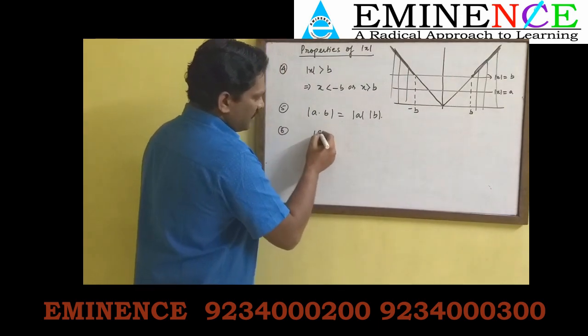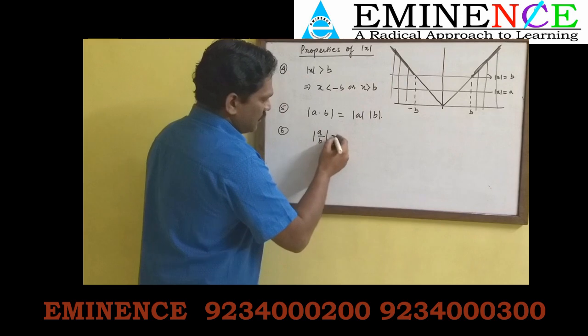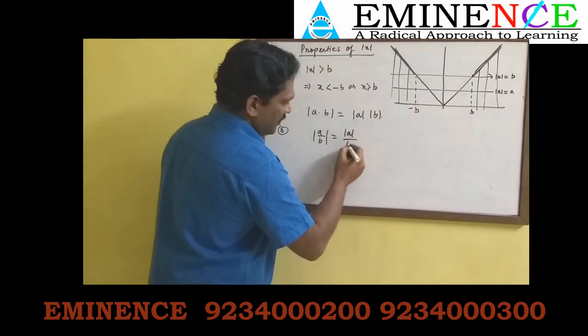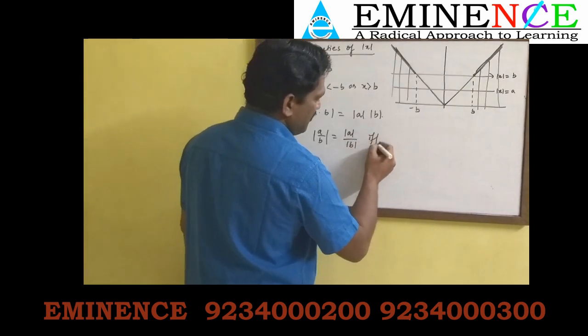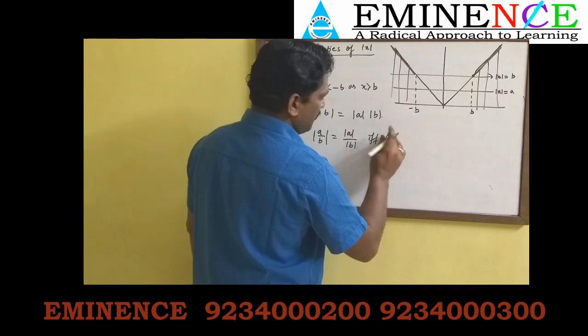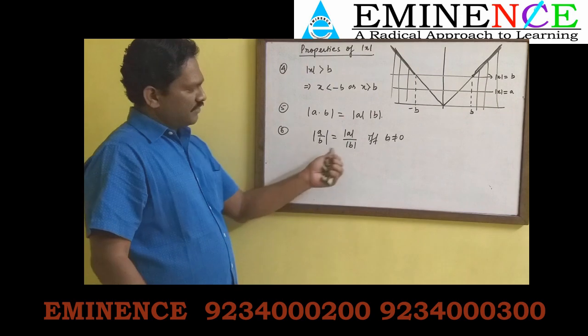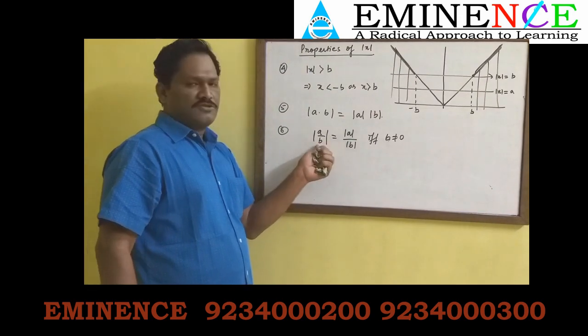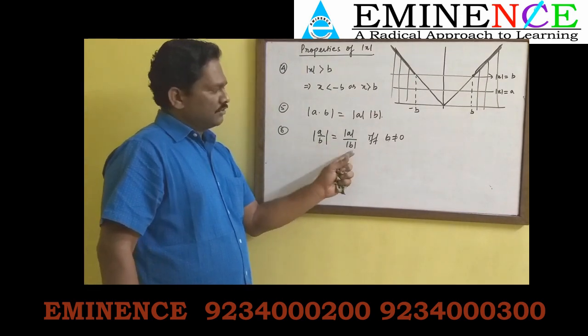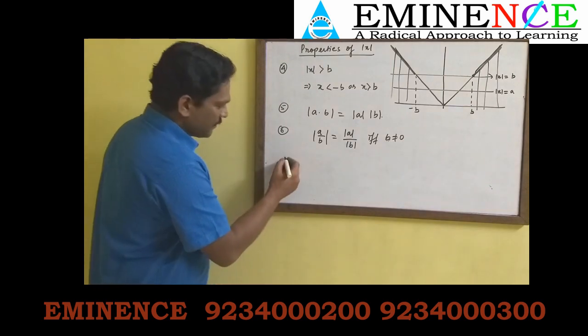Now, modulus of a by b can be written as modulus of a by modulus of b, but if and only if b is not equal to 0. The denominator, if it becomes 0, this entire expression becomes undefined. So that is not possible.